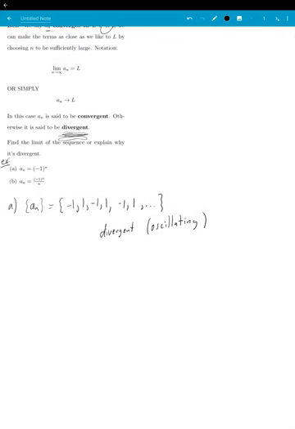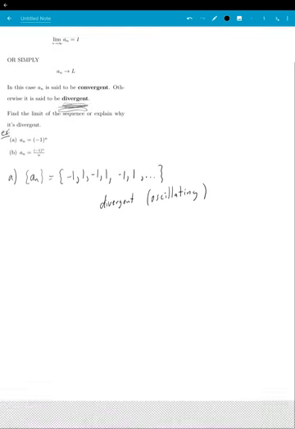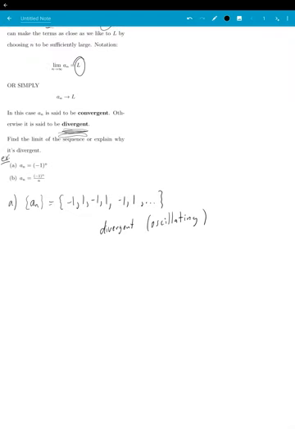If you don't want to say oscillating, you can say alternating. So it's alternating back and forth, -1, 1, -1, 1. So it doesn't approach anything. There is no number L that the terms here are getting closer and closer to. Okay, b may appear at first blush to be similar, but there's an extra thing happening here.